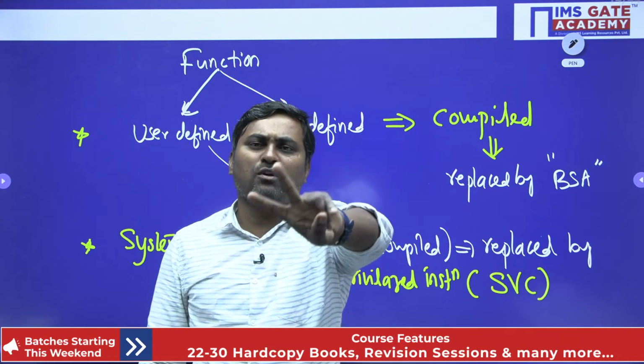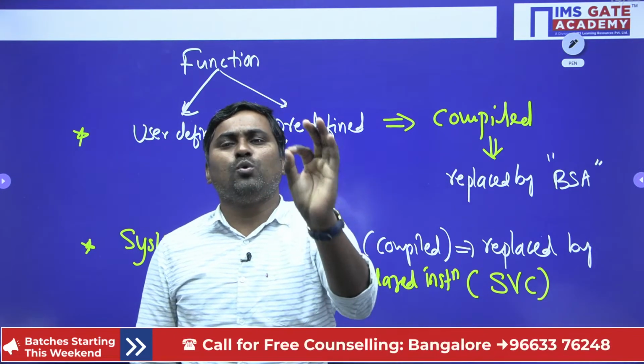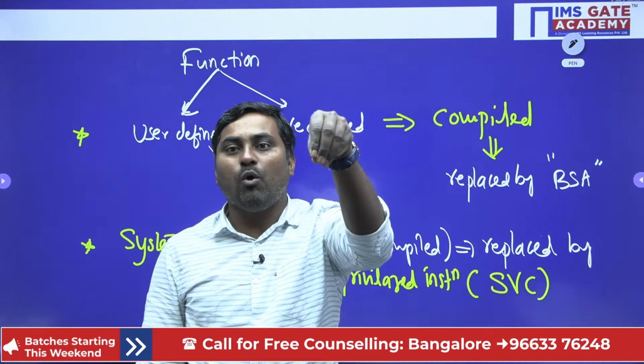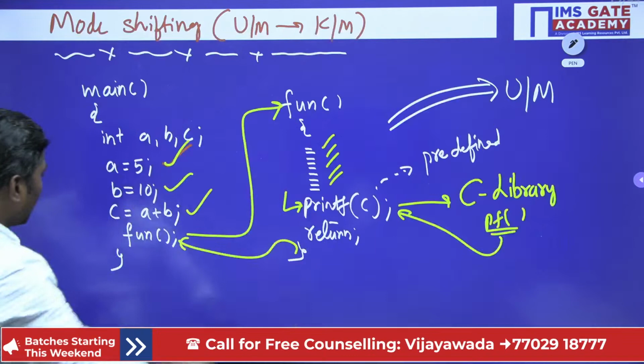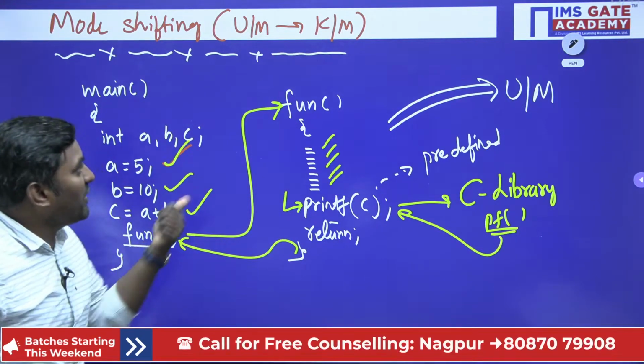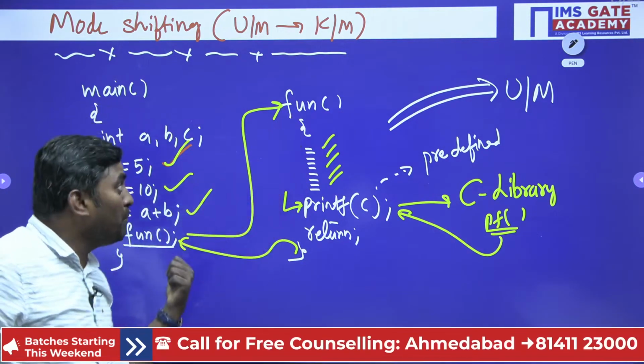So very simple, only 2 lines I am writing. What is the first line? For user defined or predefined functions, when they are encountered, see, this function is encountered, right? Yes sir, this function is encountered. But this definition is available here, right? This definition is available here.